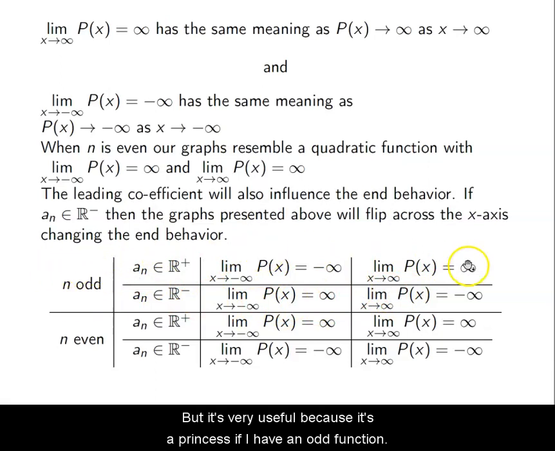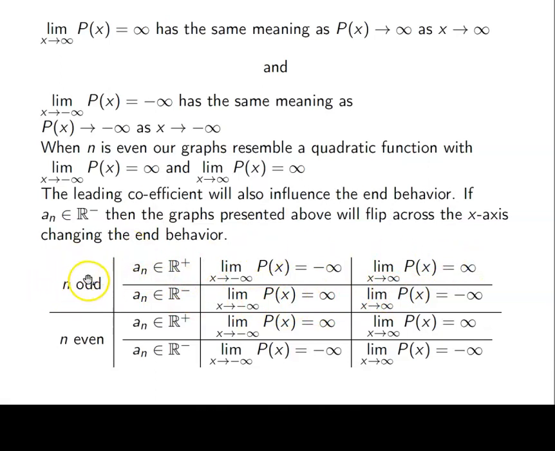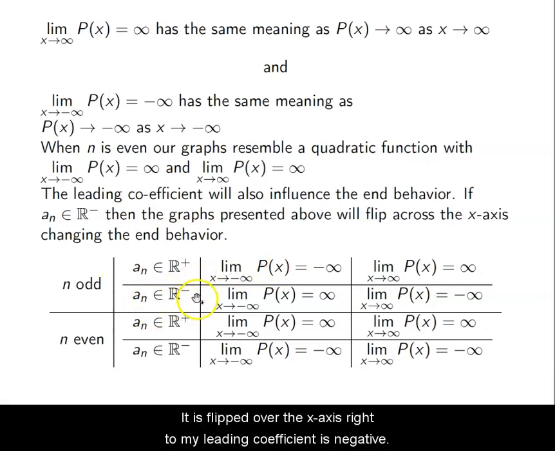But it's very useful because it separates us. If I have an odd function and my leading coefficient is positive, it behaves like we're used to. When x gets very negative, my function gets very negative. When x gets very large, my outputs get very large. That's for odd functions like lines, cubics, things like that. If it flips over the x-axis, so my leading coefficient is negative, then the signs change. As x gets very negative, instead of going to negative like it should, it'll be positive. And as x goes in the positive direction, I get out more and more negative values.